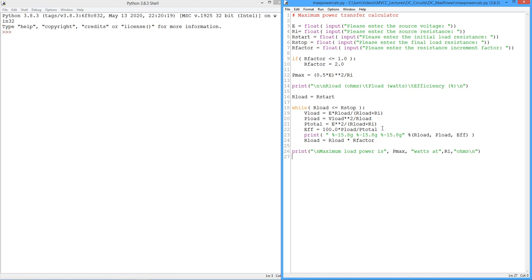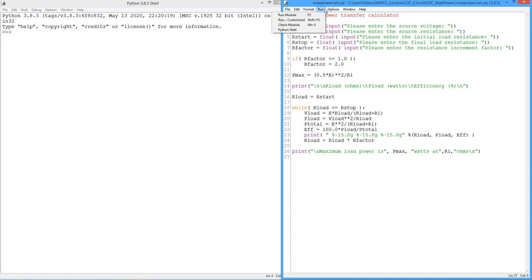Remember, we said we get 50% efficiency at the match case, at the max power case. If we go above that, if we go for a higher load resistance, we'll actually wind up with greater efficiency, although we do have less power. And then we're just going to print these things out. Okay.